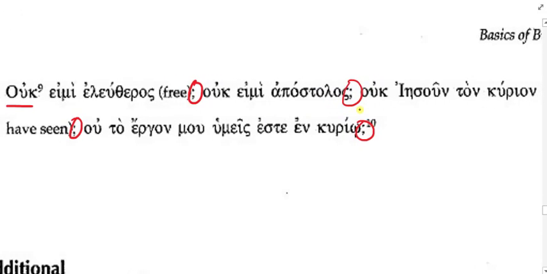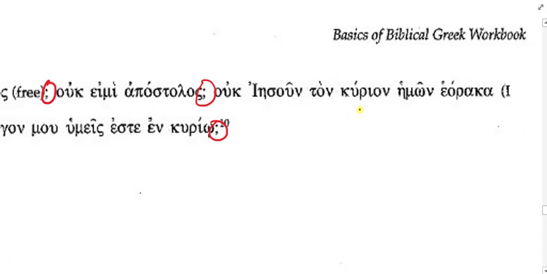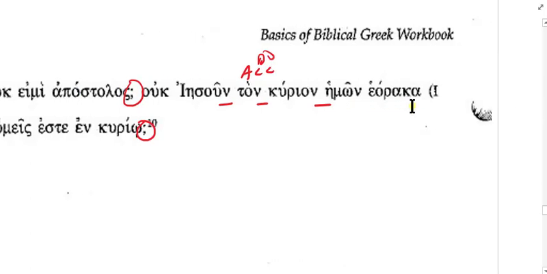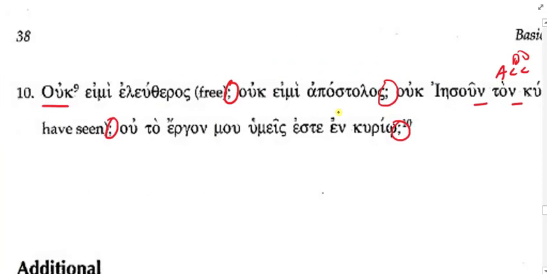This next one gets out of the copular construction, and so it's a little bit of a curveball here. So you've got to think about what case things are in. So, ouchi Iesoun ton kurion hemon heoraka. What cases are Iesoun ton kurion? Yeah, these are accusative forms, so this is probably the direct object of not a copular verb, because those don't take direct objects, but of a verb that's transitive, heoraka. So he tells you this is I have seen, but it's a question. Have I not seen Jesus, our Lord? Good. So have I not seen Jesus, our Lord?